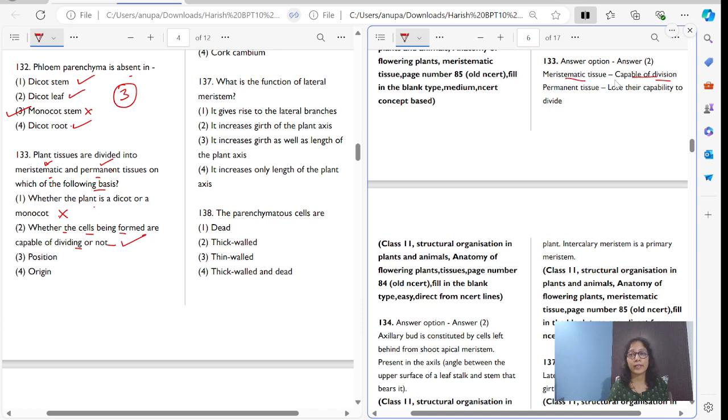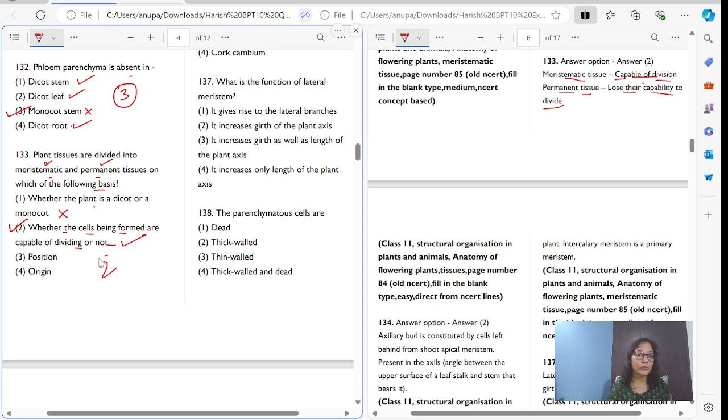Meristematic tissues are generally capable of division, whereas permanent tissues are those that are completely grown and lose their ability to divide. So the correct answer for this question will be option number 2. Let's see the other options as well. The third option is position. No, they are also not divided on the basis of position and origin. This option is also wrong. They have not been classified on the basis of the origin.